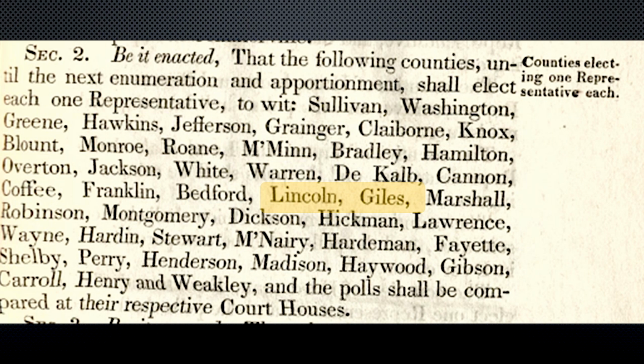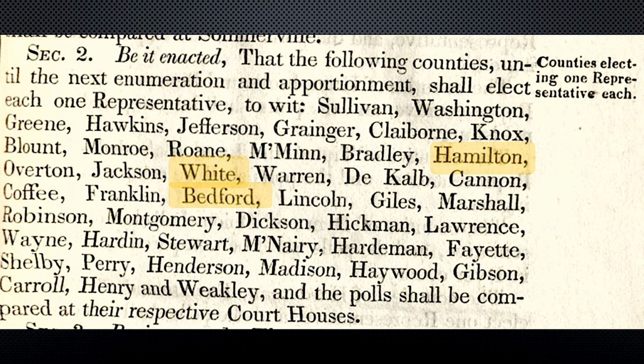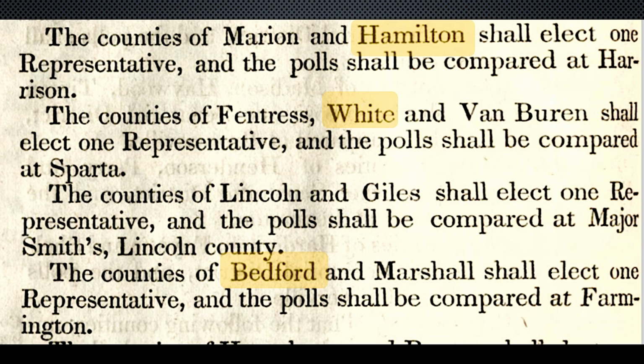And those weren't the only counties. Lincoln and Giles both elected 1 representative and jointly elected a 3rd representative. Hamilton, White, and Bedford counties each had their own representative, and each of those counties shared another representative with a county that did not have its own representative. And you know what happened to all the redistricting attorneys. But this compromise of shared representatives seems to be what got the Redistricting Act passed in 1842.